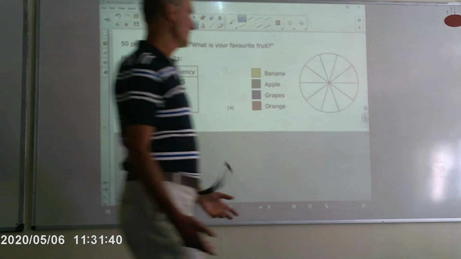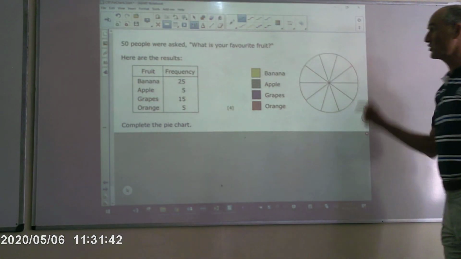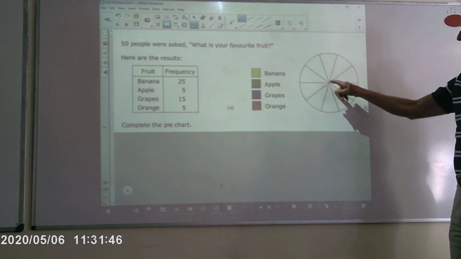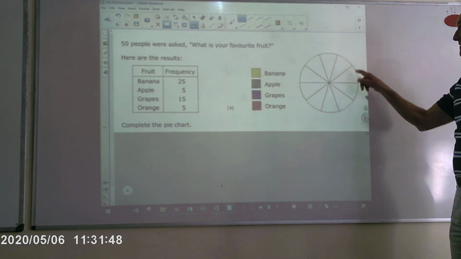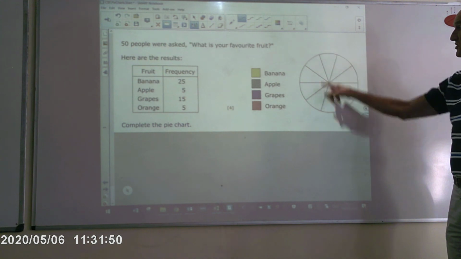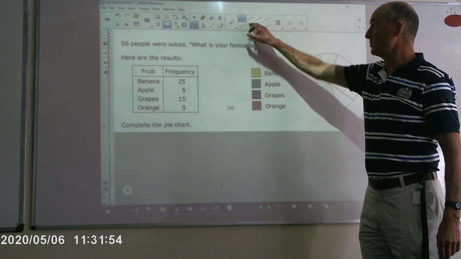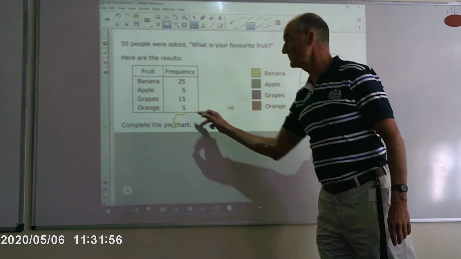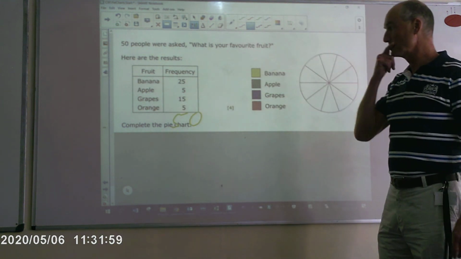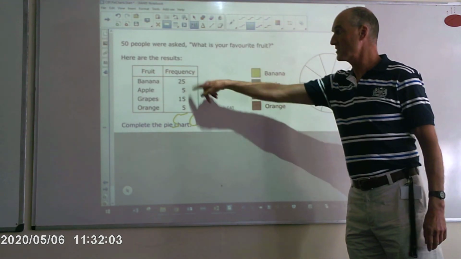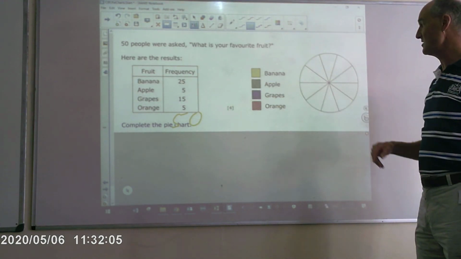Now, very conveniently, a circle, so a pie, has been split into how many even parts? 1, 2, 3, 4, 5, 10 even slices. So we've got 50 people in total. So 5 is going to be a tenth. So that's nice and easy.